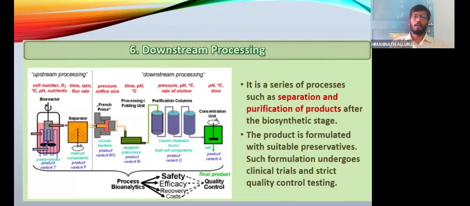The next one, downstream processing, is a very important question, repeatedly asked in exams many times. Students must know what exactly the separation and purification of the product is. They must understand that the product will not come in a pure form after the reaction. Many unwanted things will be mixed with it, that is, part of the substrate or the cell itself. All those things must be filtered and removed.